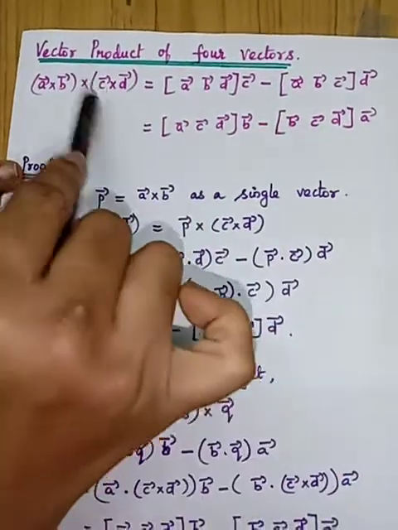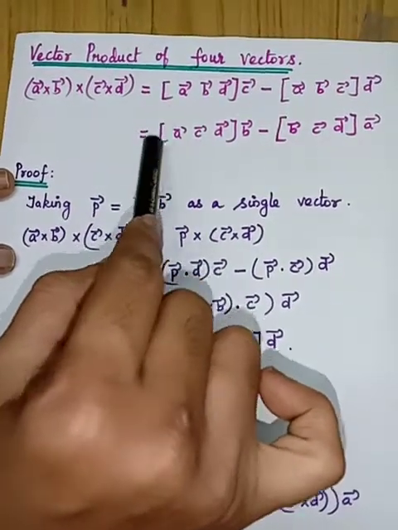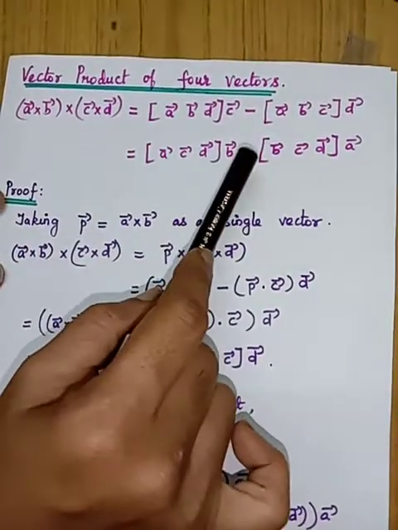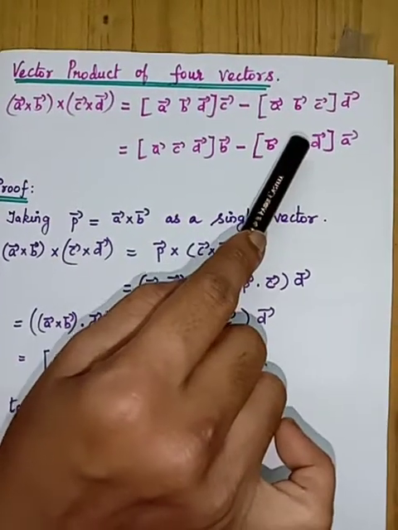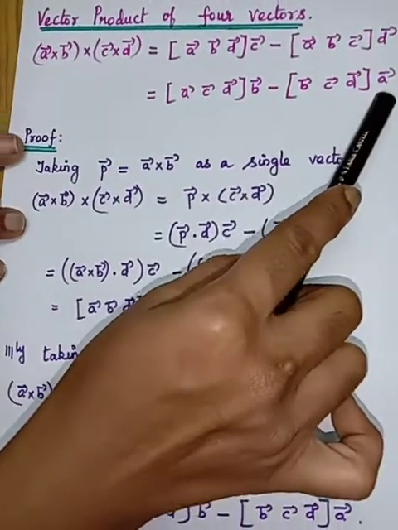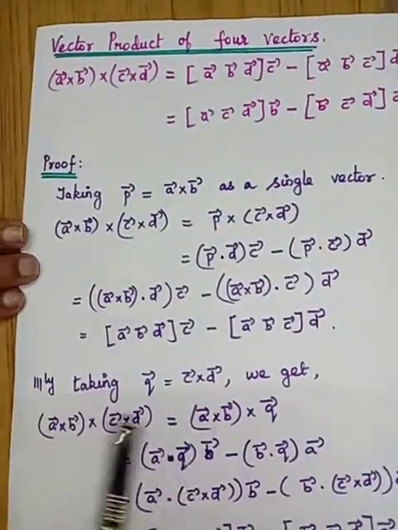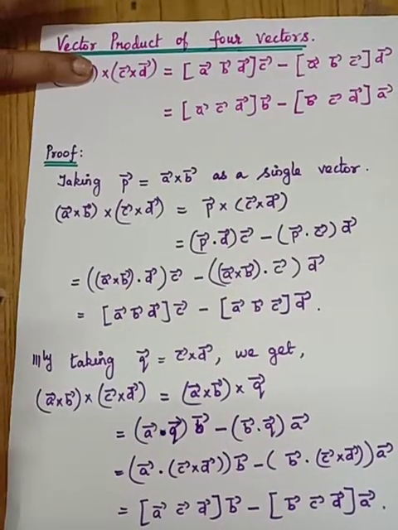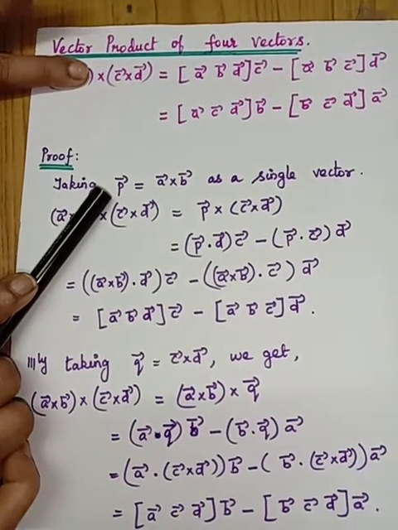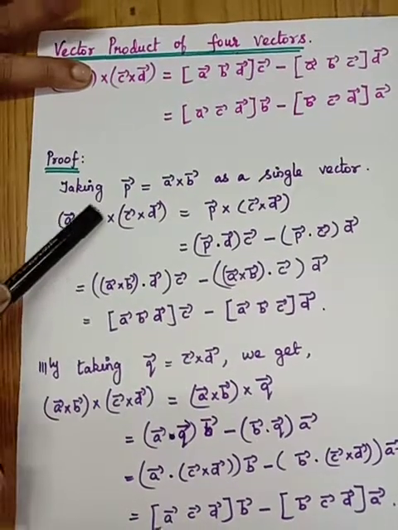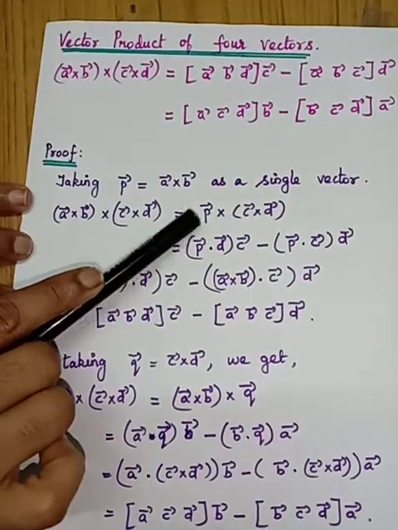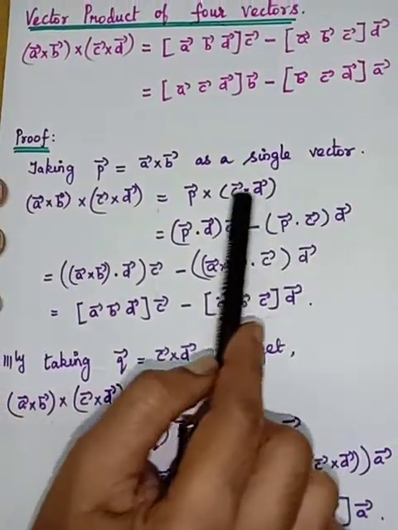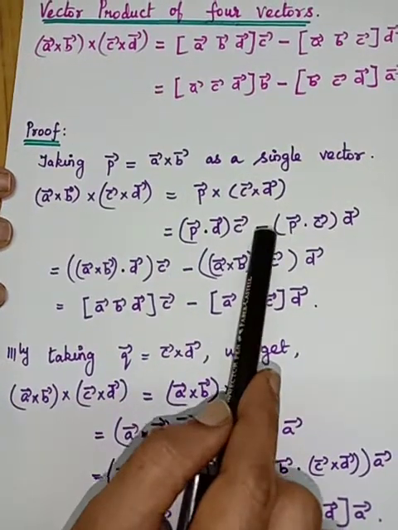Okay, and for the same question you have one more answer. It's the box product of A vector, C vector, D vector into B vector minus the box product of B vector, C vector, D vector into A vector. So you see the proof: first you have to take this A vector cross B vector as a P vector, as a single vector. So this A cross B can be written as P vector. Now it is a vector triple product. You have to use the definition of vector triple product. Okay, so you will get this answer.